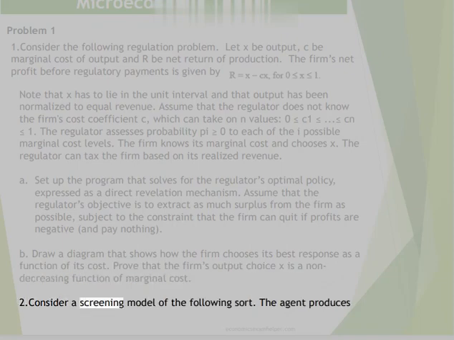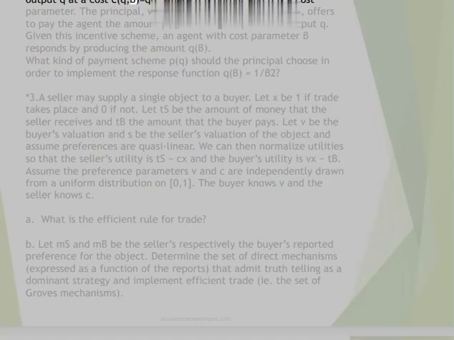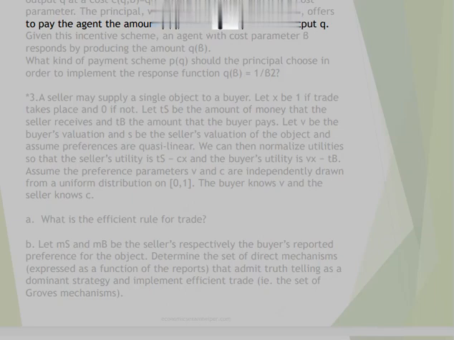2. Consider a screening model of the following sort. The agent produces output Q at a cost C(Q, β) = Qβ, where Q is output and β is a cost parameter. The principal, who cannot observe either C or β, offers to pay the agent the amount P(Q) if the agent produces output Q. Given this incentive scheme, an agent with cost parameter β responds by producing the amount Q(β). What kind of payment scheme P(Q) should the principal choose in order to implement the response function Q(β) = 1/β²?